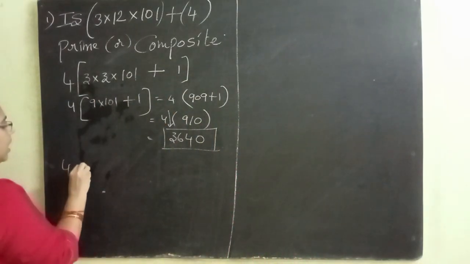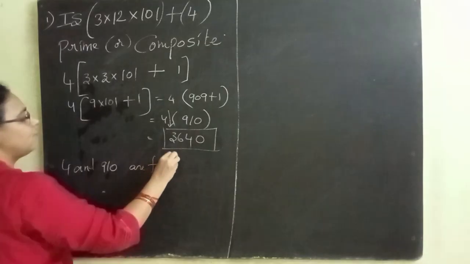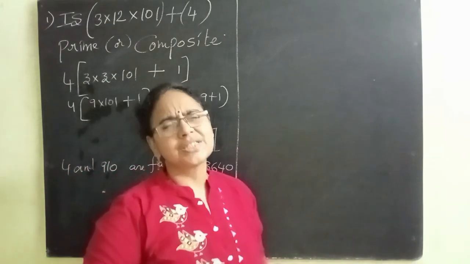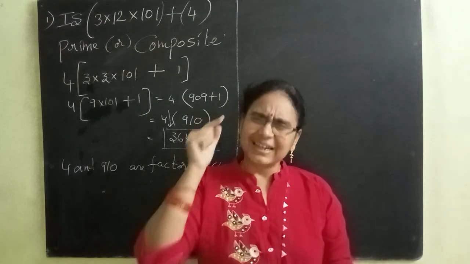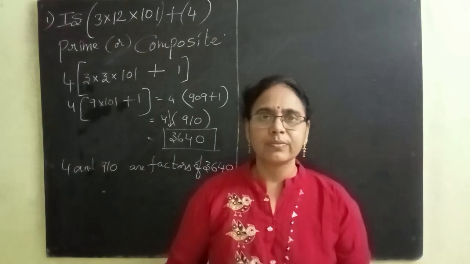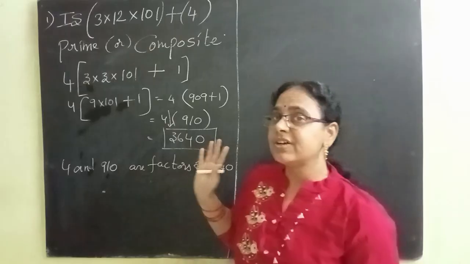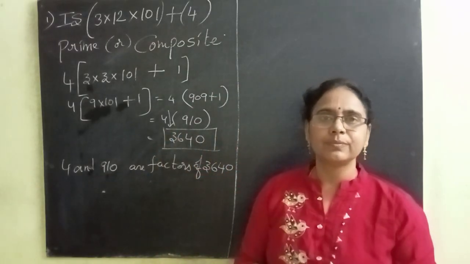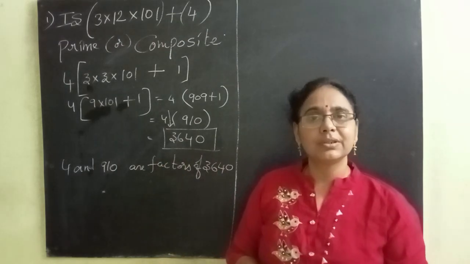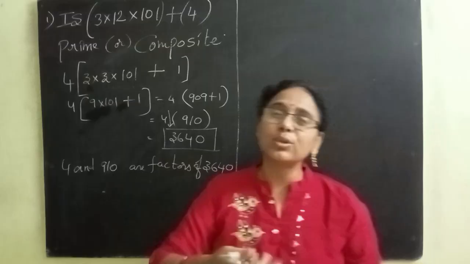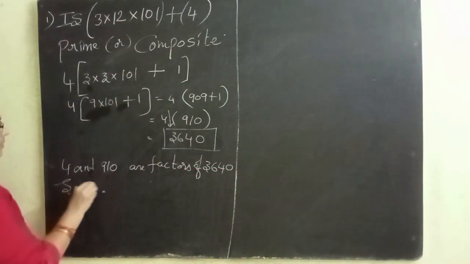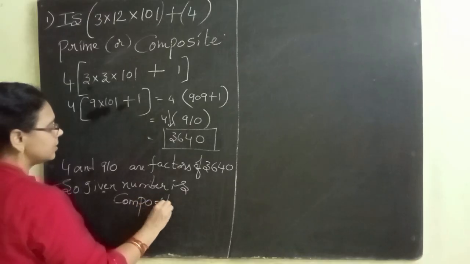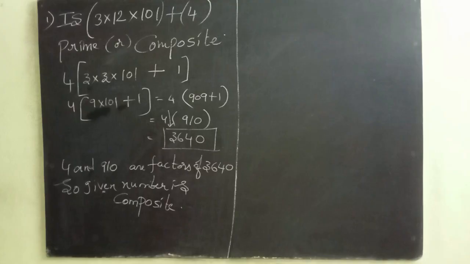Yeah, 4 and 910 are factors of 3640. So here it has more than 2 factors. Still it has so many factors, but to prove it's composite, at least one extra factor is enough, then we can conclude it's composite. The 1 table has this number, 3640 has this number. It's clear, 1 and itself are factors. More than that, the 4 table has that number, the 2 table has this number, the 910 table has this number. So we understand it's composite. Why? Because it has more than 2 factors. So the given number is composite. Understand? I hope you are clear.